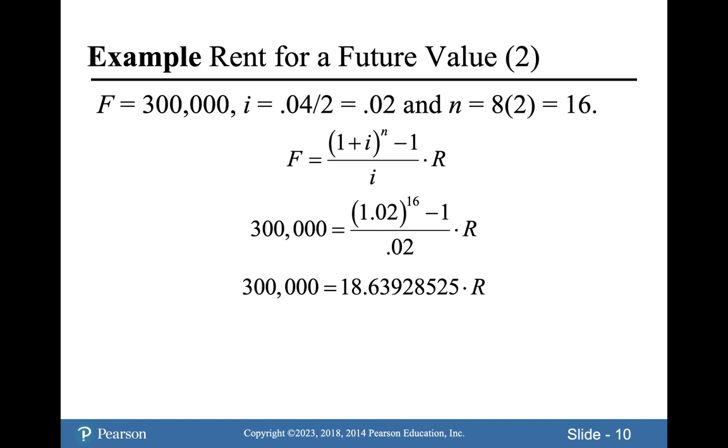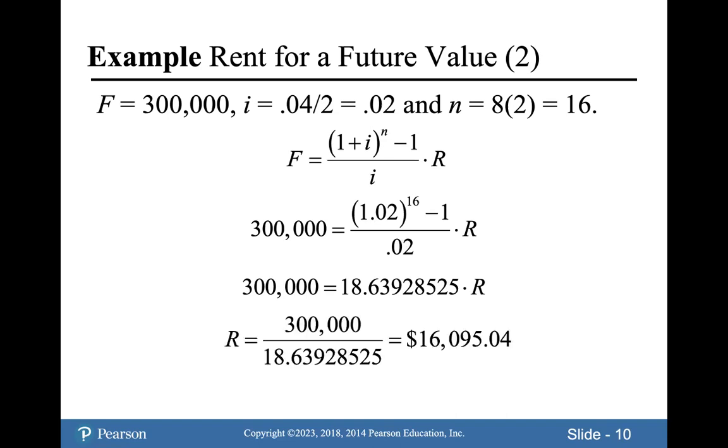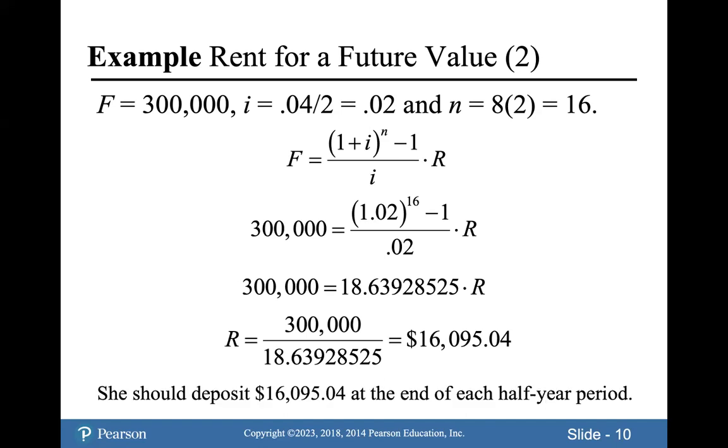So now in order to solve for R, we need to divide both sides by 18.63928... And when you do that, you get R is $16,095.04. So in order for Ms. Adams to be able to buy an airplane in 8 years, she's going to have to deposit a little over $16,000 into her account every 6 months for 8 years.